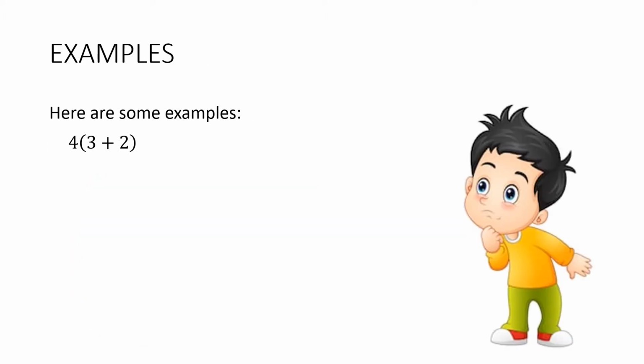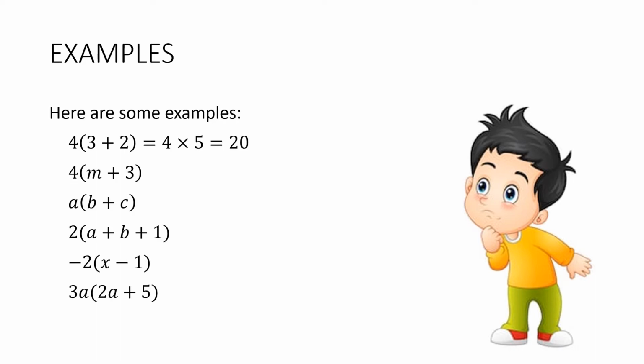So let's look at some examples of brackets. We'd be used to this sort of one where we've got 4 and then in brackets 3 plus 2, and there's a multiplication sign in between the 4 and the bracket. We know from order of operations that we do inside the brackets first. So 3 plus 2 is 5. So this is equal to 4 lots of 5, which is 20. But what about all of these? What do these mean?